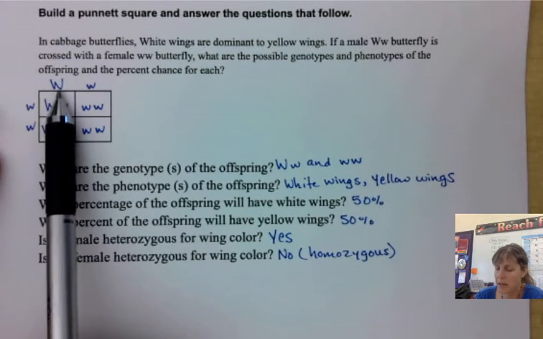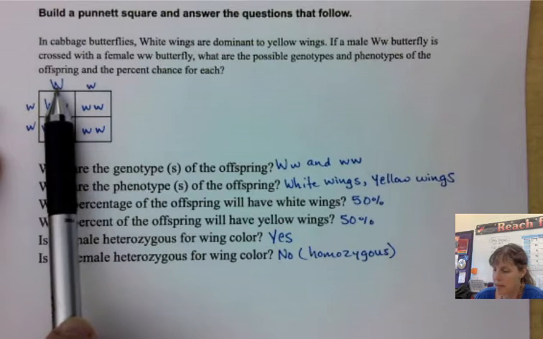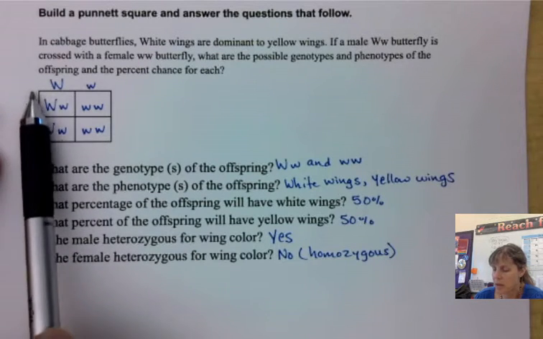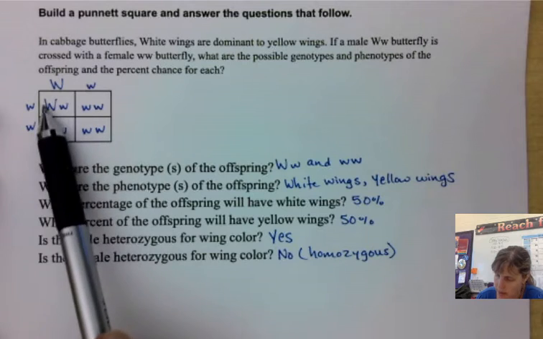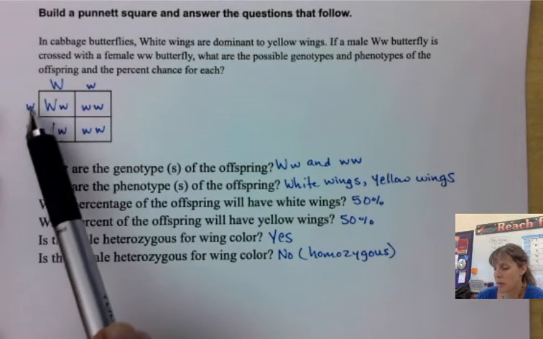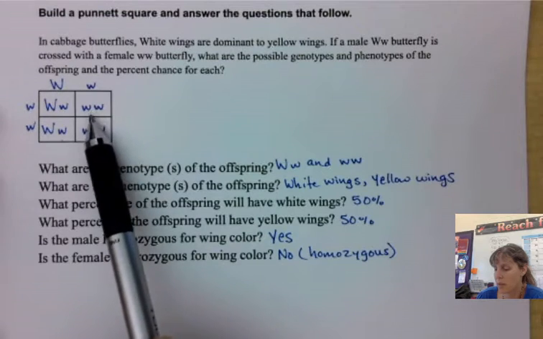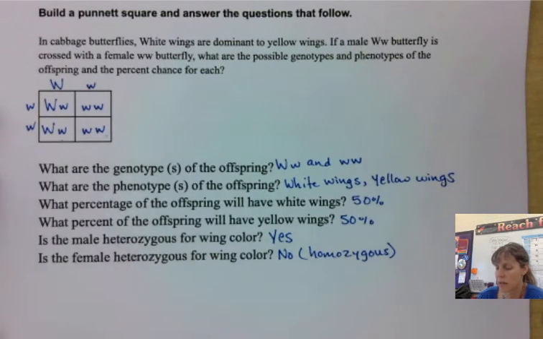So we put the male on the top with the capital W, lowercase w. Remember the W is dominant, and that would be white, right? The female on the side, two lowercase w's. Remember that's recessive, and because she has both of them, she will have yellow wings. So you always list the capital W, then the lowercase w. If that's possible, remember, so we cross these, and we cross these, and this, just like a multiplication table.